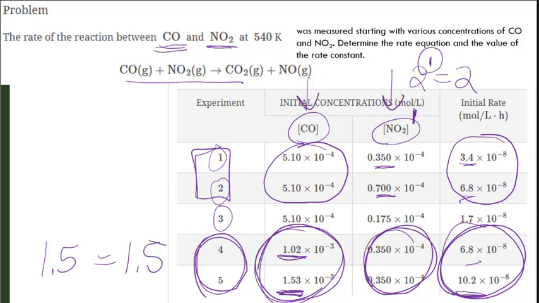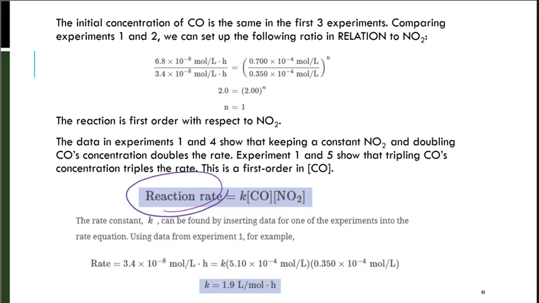So 1.5 raised to the what is 1.5? Well, that also would be to the 1. So I'm going to write my reaction rate as: reaction rate is equal to K times the concentration of CO to the first order, times the concentration of NO2 raised to the first order.